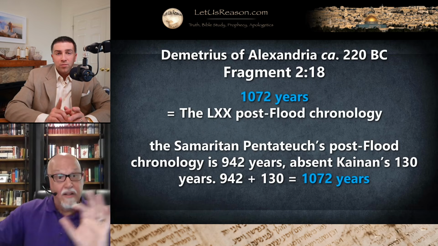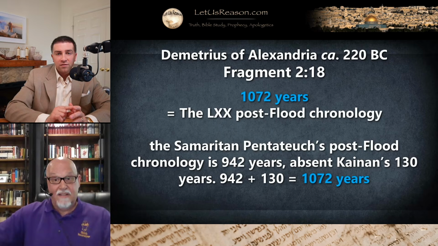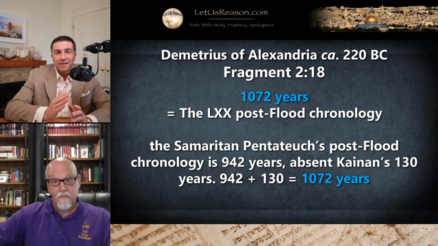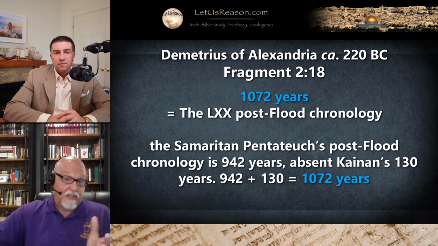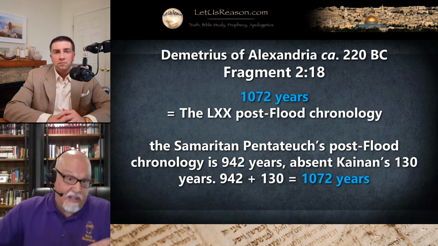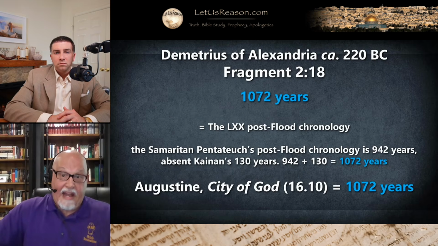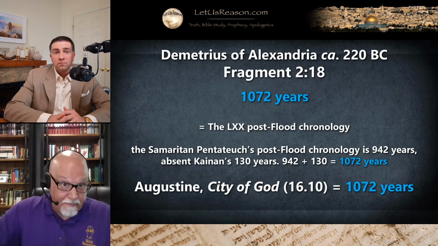And we know the Samaritan Pentateuch did not have Canaan, but if you inserted Canaan into it, it would also be identical to the year of Demetrius of Alexandria and the Septuagint, is what you're saying. That's exactly what I'm saying. Wow, that's compelling. It really is. In the Samaritan Pentateuch the time is 942. We add Canaan to that and you get 1072 for the post-flood chronology. You get 1072 for the Demetrius calculation. And then to add to it, you have City of God by Augustine, 1072.